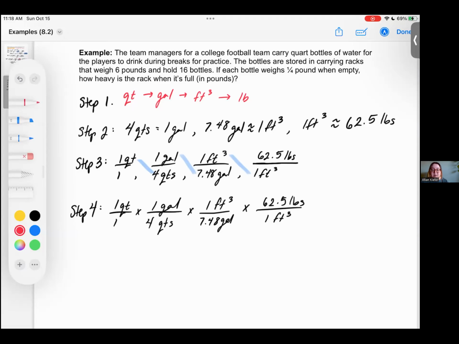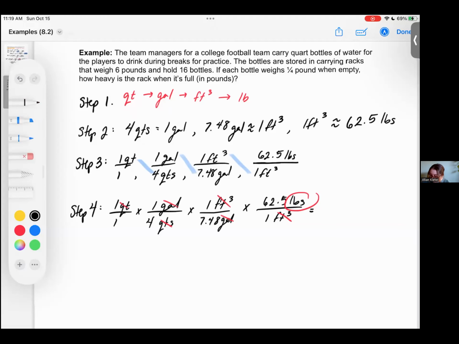Just like every other time, we're going to go ahead and cancel our units. Quarts cancel, gallons cancel, feet cubed cancel, leaving us with pounds, which is where we wanted to go. So this pathway here is correct. Now we'll multiply straight across.